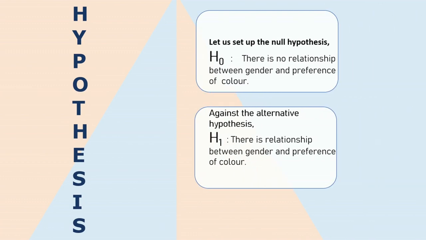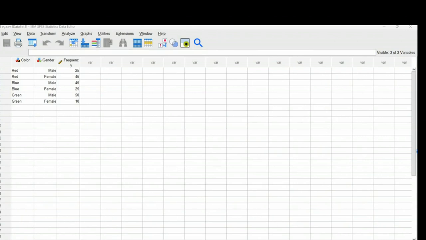So now let us set the null hypothesis. H0, there is no relationship between gender and the preference of color, against the alternative hypothesis H1, there is relationship between gender and the preference of color. Now let's open the SPSS.